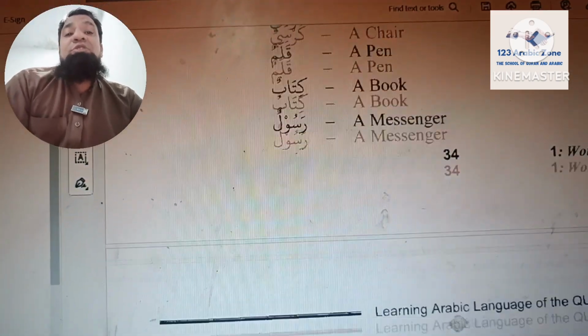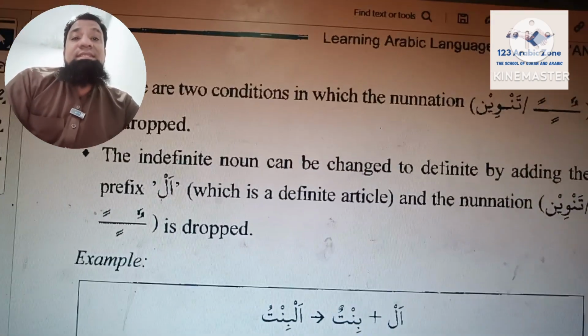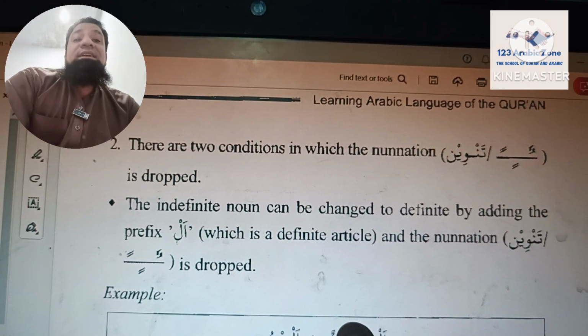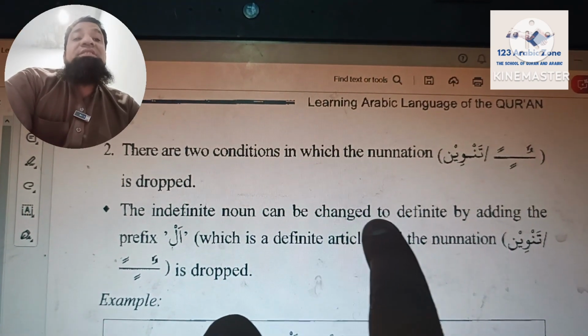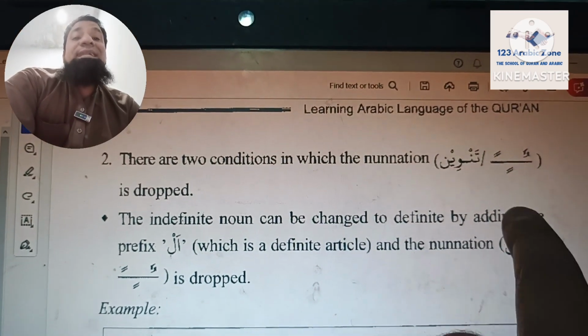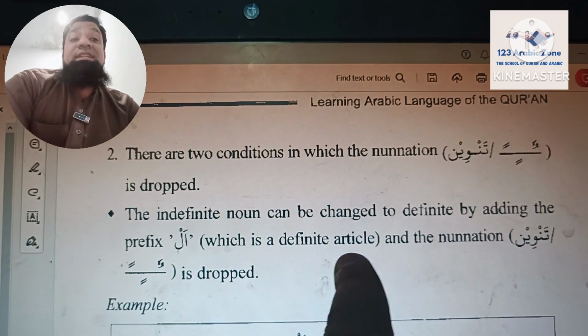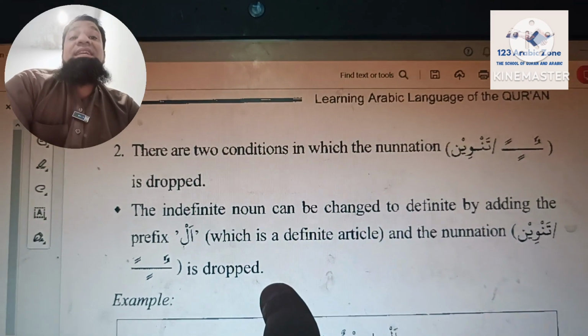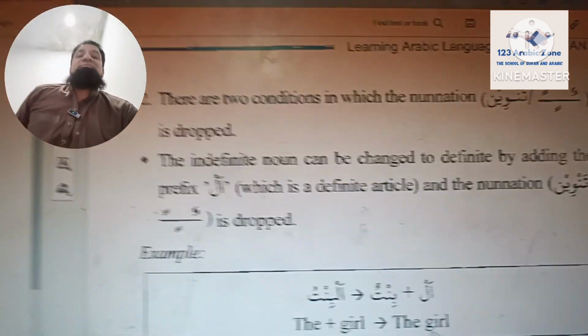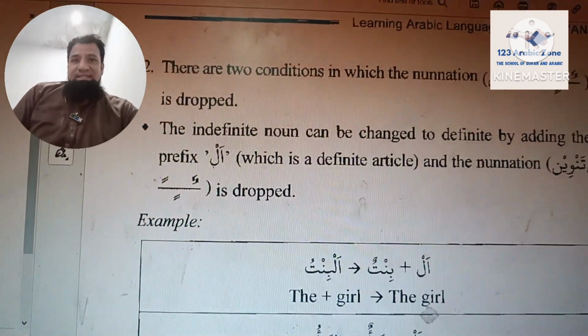Now you will see here in the lesson, the indefinite noun can be changed to definite by adding the prefix al, which is a definite article, and the nunation is dropped. Okay, the nunation is dropped.